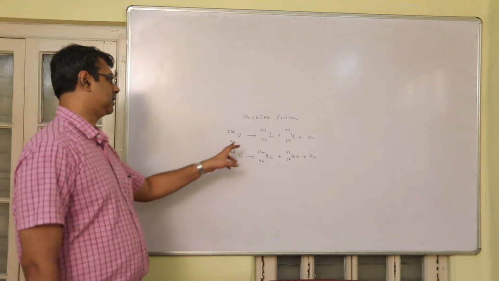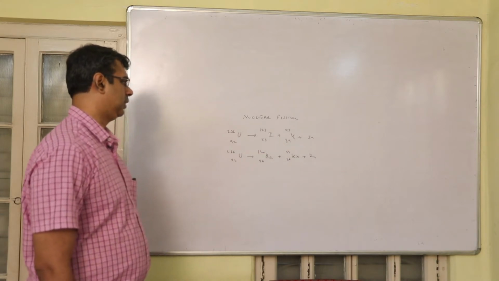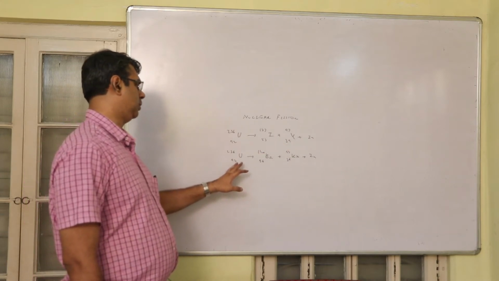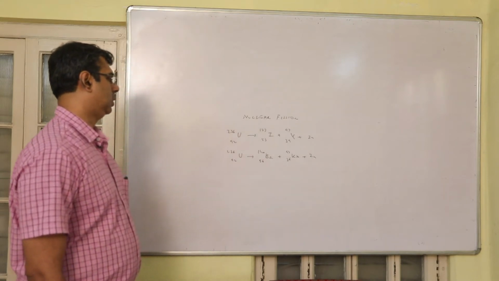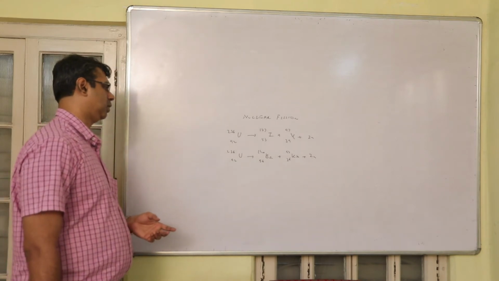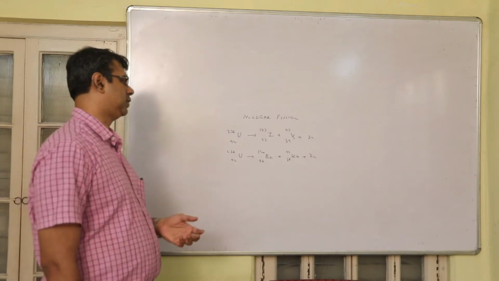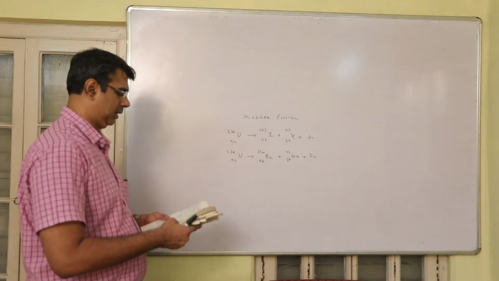In one decay scheme, you may have uranium giving iodine and yttrium. In another decay scheme, you may have uranium giving barium and krypton. So in both cases, you are bombarding the uranium with slow moving neutrons, and after the fission reaction is over, some more neutrons are emitted.